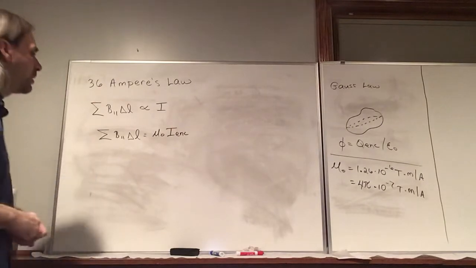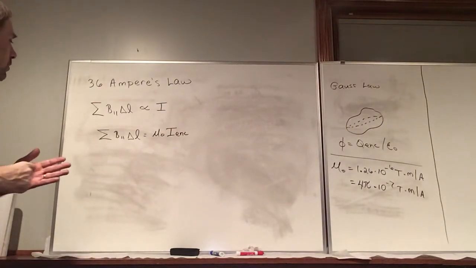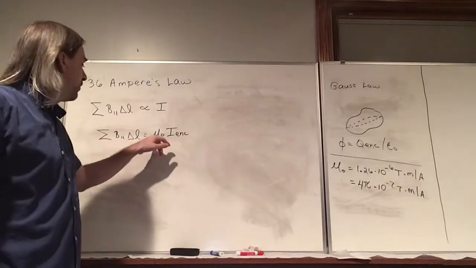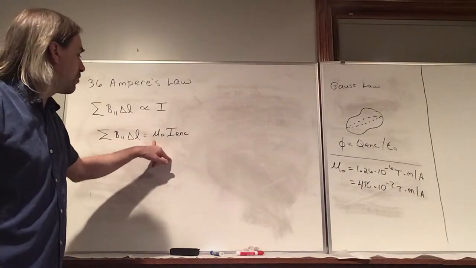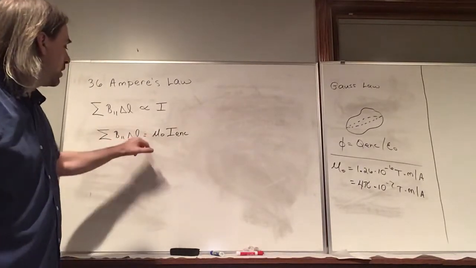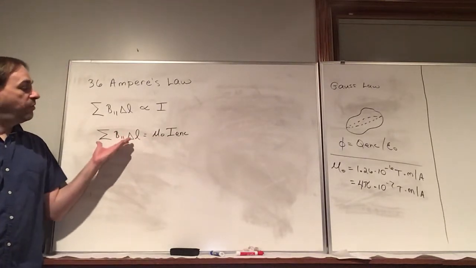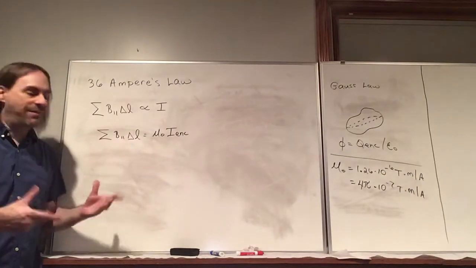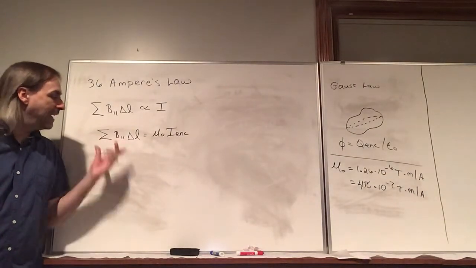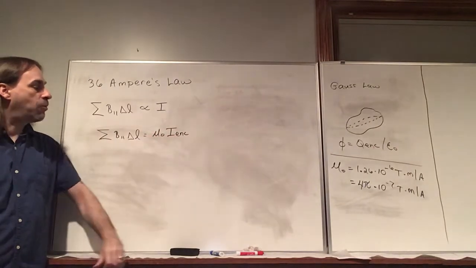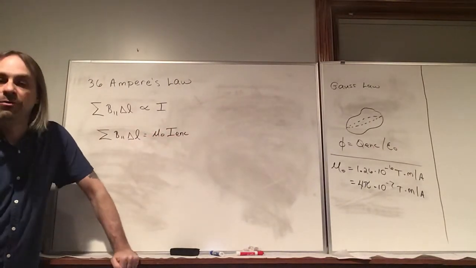All right, let me check the units here. Tesla. So here we'd have Tesla meter per amps times amps, Tesla meter. Yeah. Now units check out. So this sum on the left, this kind of crazy thing on the left, that's proportional to current enclosed. The proportionality constant is called mu naught.